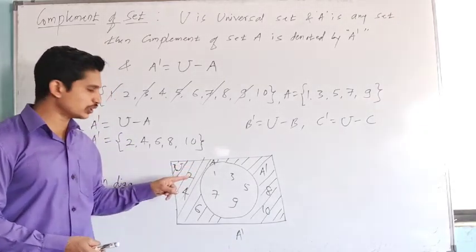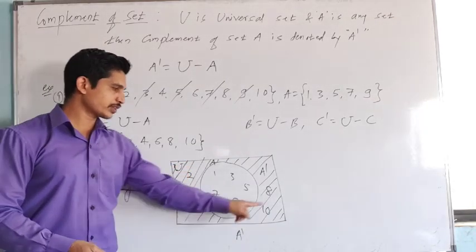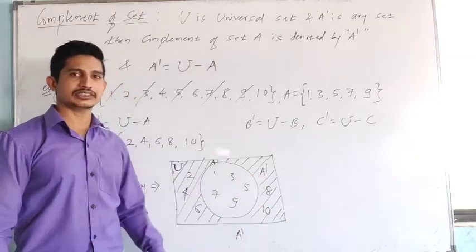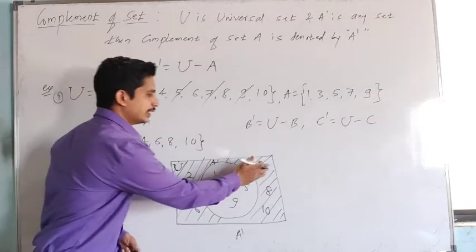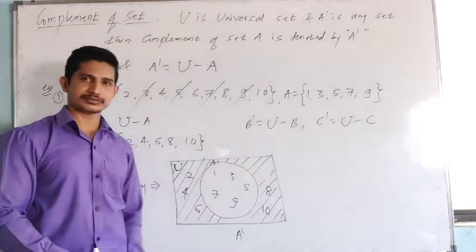So in A dash we have 2, 4, 6, 8 and 10. That is A dash. Or you can also write this as A dash here.